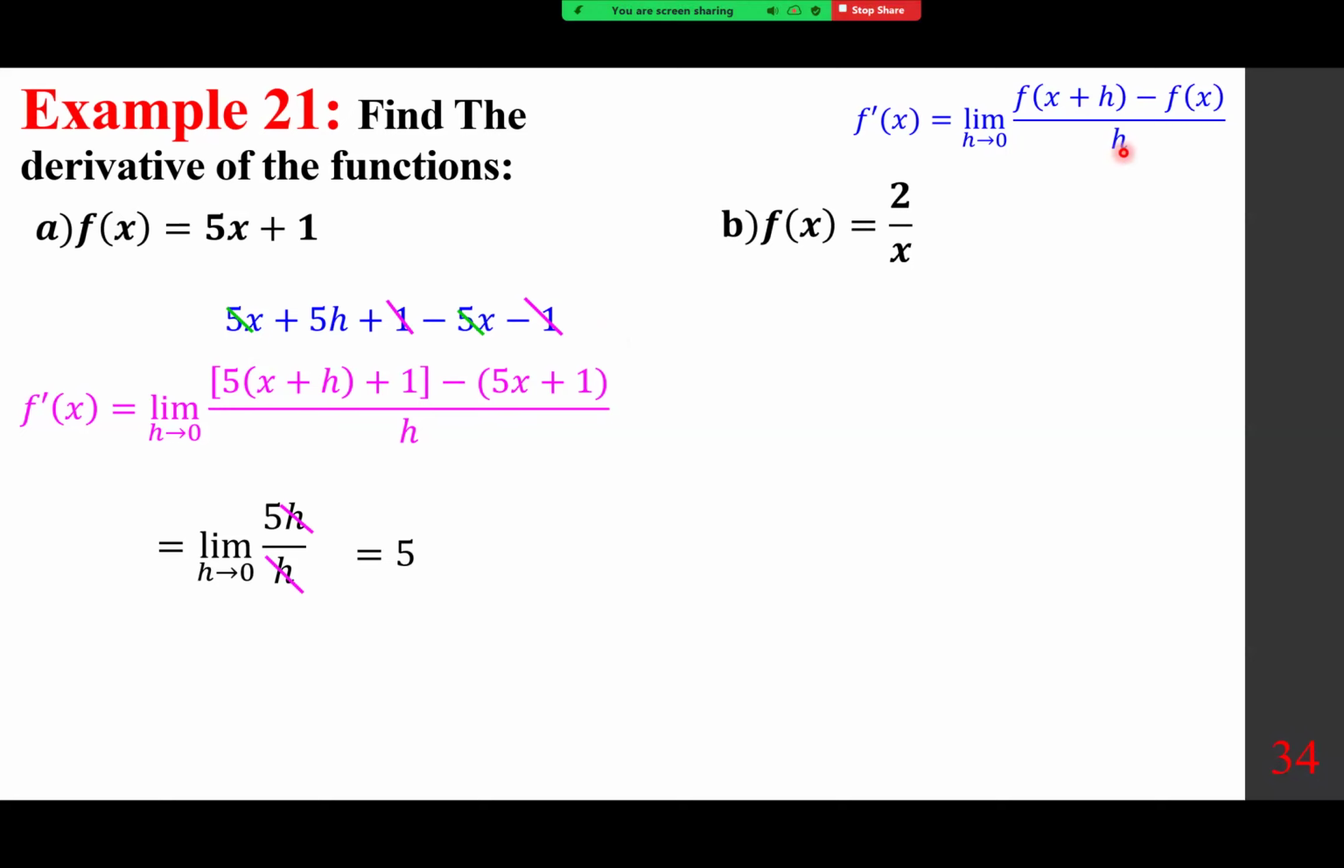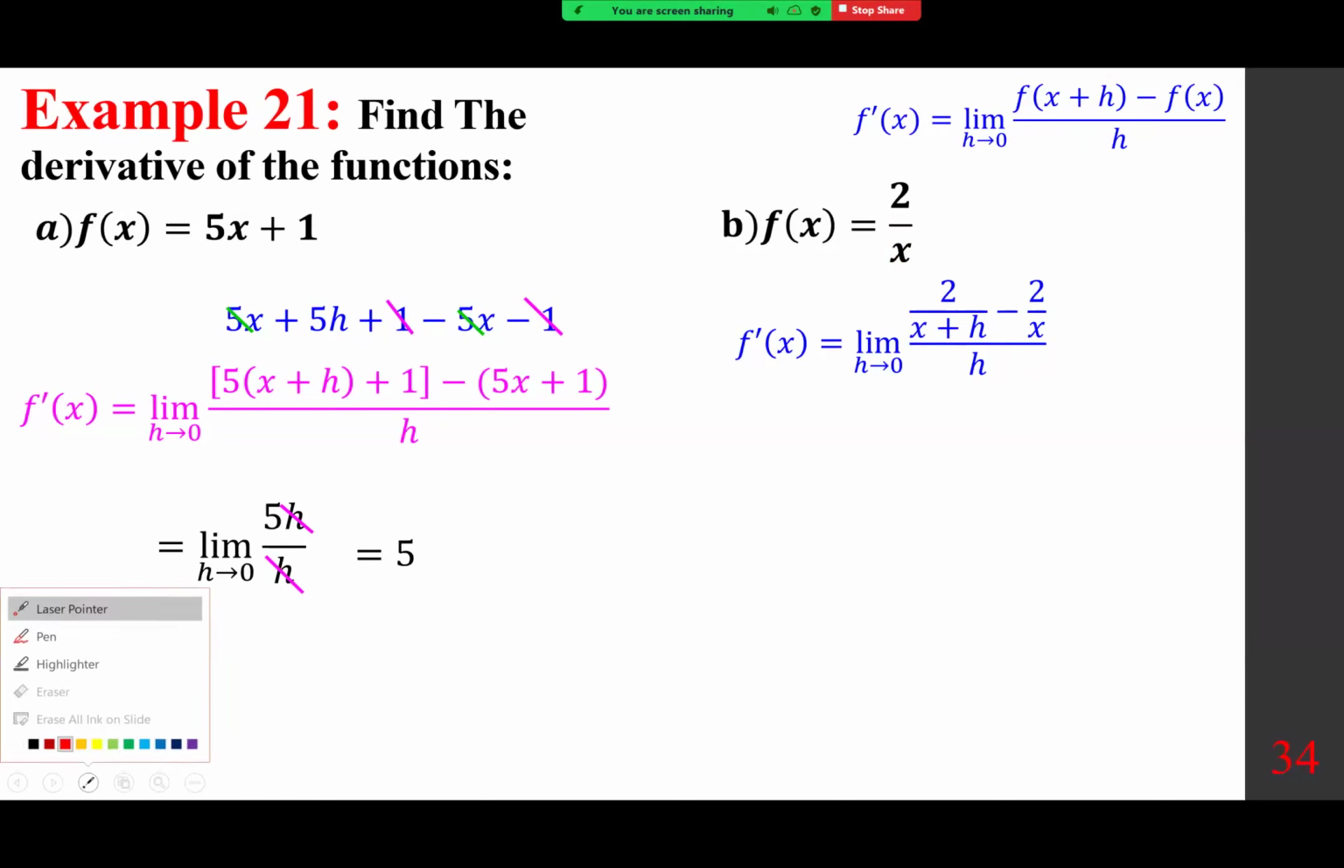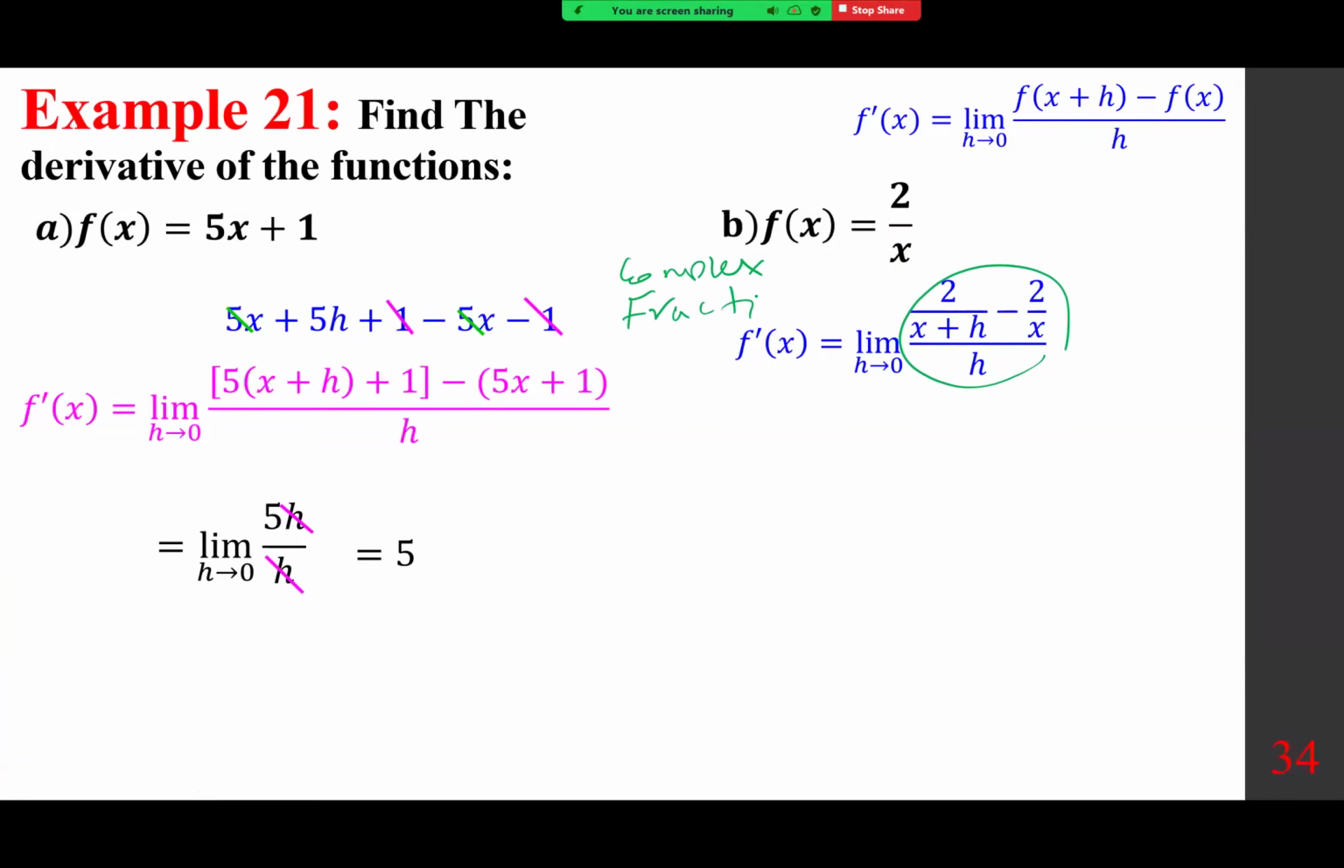We are going to use this formula for part B. So f prime of x is the limit as h approaches 0. The numerator f of x plus h, 2 over x plus h, minus f of x, the same thing, 2 over x, over h. Okay. Again, plugging in and evaluating is elementary algebra. This is a complex fraction, right? And if you plug in, you get 0 over 0.